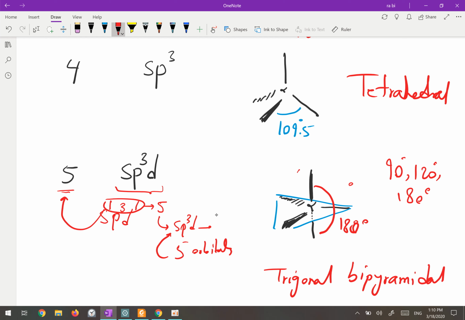So we say trigonal because you have a trigonal arrangement here at the center. We call it bipyramidal because you have actually two pyramids here. One pyramid is at the top, and one more pyramid is at the bottom. That's why we call it trigonal bipyramidal. Okay, so let's go to the last one.